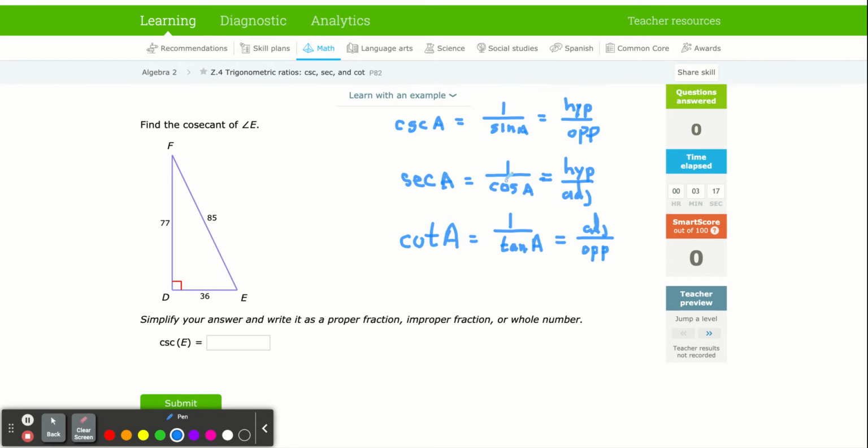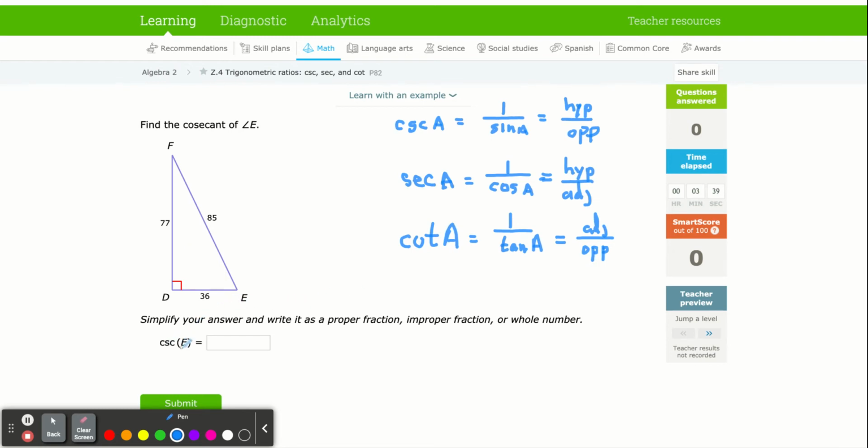Secant of A is the reciprocal of the cosine, or the cosine is adjacent over hypotenuse. The secant is hypotenuse over adjacent. Cotangent is the reciprocal of the tangent function, or 1 over the tangent function. So where the tangent is opposite over adjacent, the cotangent is adjacent over opposite. Again, take a moment, write those down.